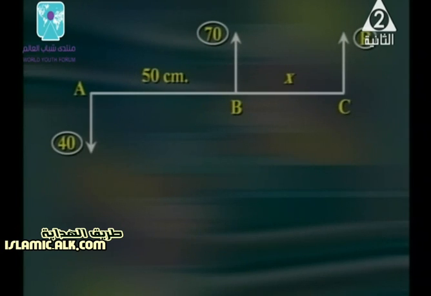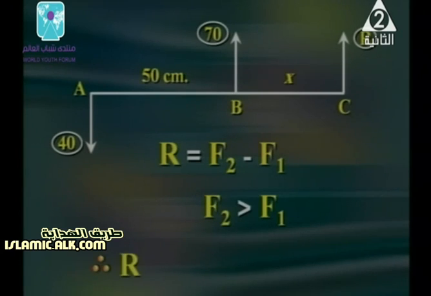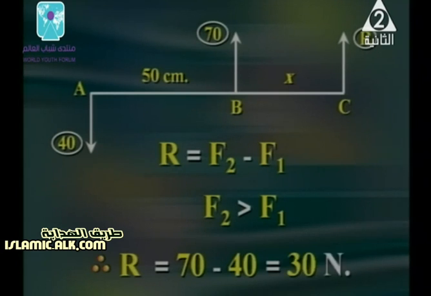Look at the second case, F1 and F2 in opposite directions. F1 is 40, F2 is 70, and the distance between them equals 50 centimeter. R is the resultant of the two forces, acting in the direction of the greater force, 70. Let R act at point C, BC equals x, then AC equals 50 plus x. What is the value of R? R equals F2 minus F1, which is 70 minus 40, then R equals 30 Newton.